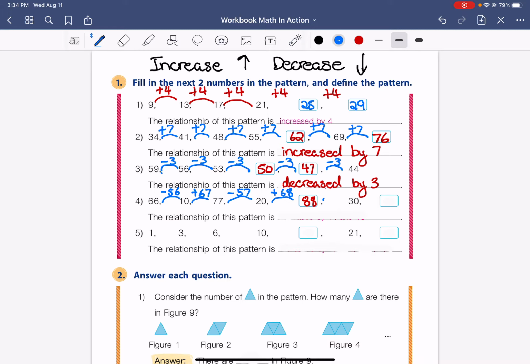Then we're going to minus 58. All right, 57, 58. Then we're going to plus 69, which gets us to 99.